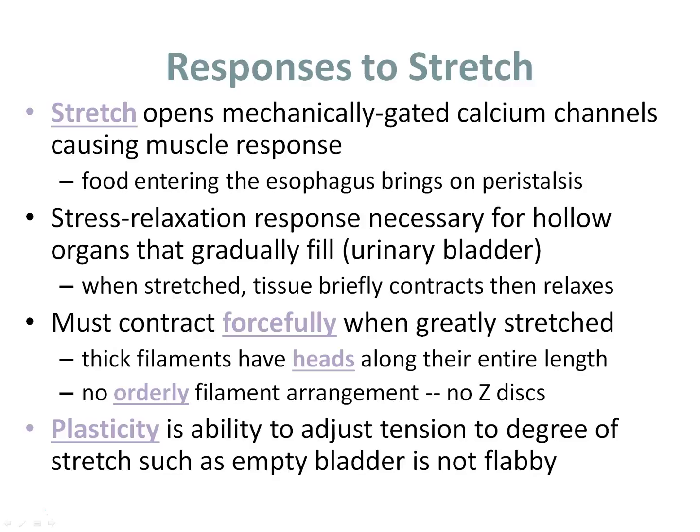However, when our bladder is completely full, we would like to be able to empty it. So these same cells must contract forcefully when they're greatly stretched. And the way that these smooth muscle cells can do that is because the thick filaments have heads along their entire length. There's no orderly filament arrangement, so there's no sarcomeres, no Z-discs, no striations. They're able to contract in all directions at once when stimulated.